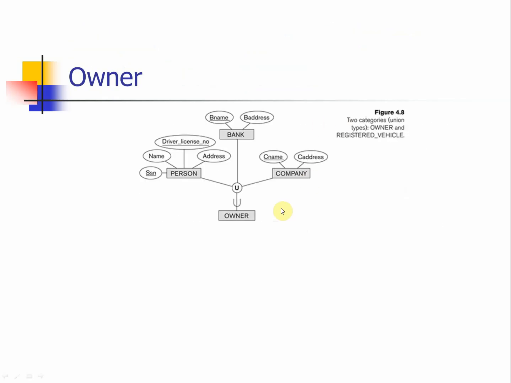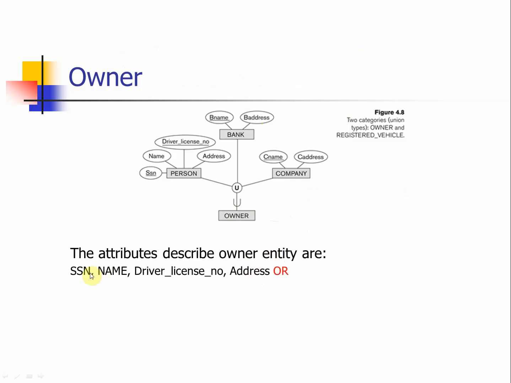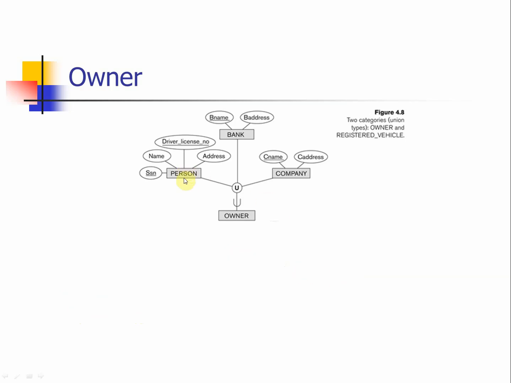So you already know the owner can be a person or a bank or a company. In this case, we know the attributes describing the owners are the names, the bank names, or the company names. So how do we represent this in the relational schema diagram? We will have the person, bank, and company relations converted in step number 1 already. So we have those things there already.